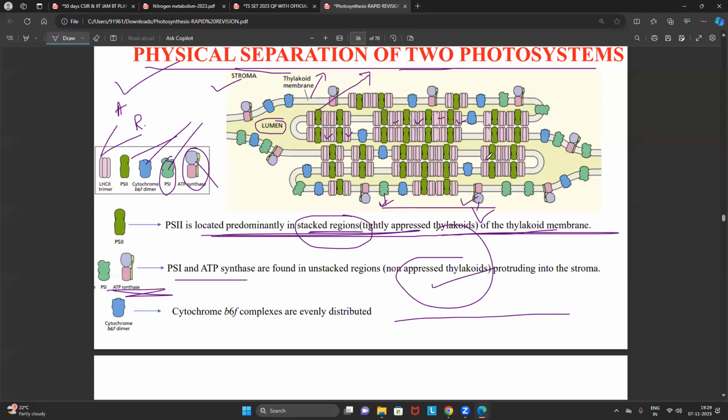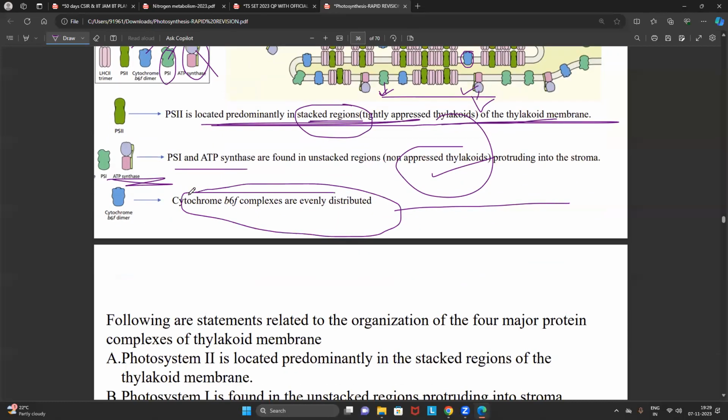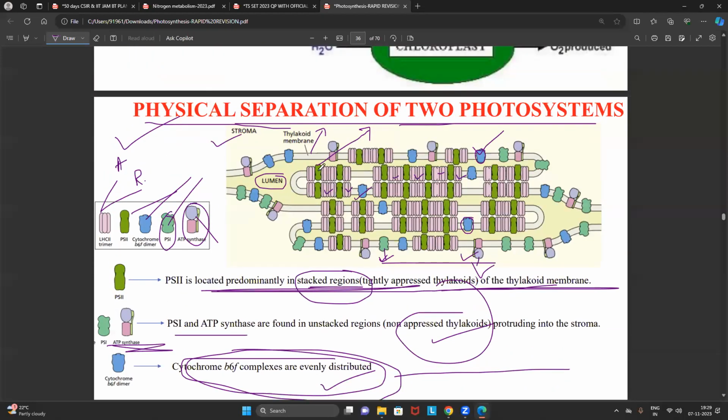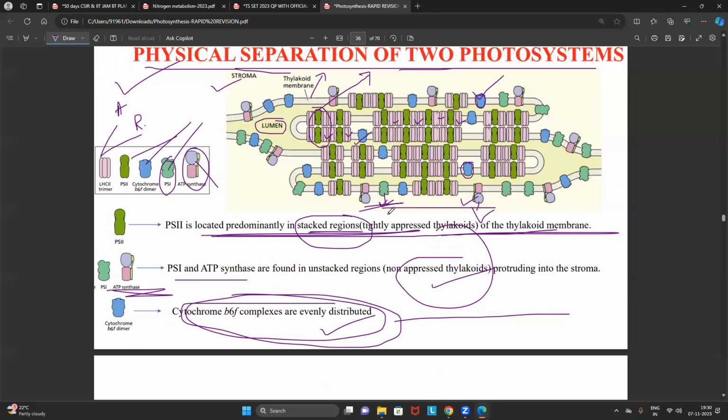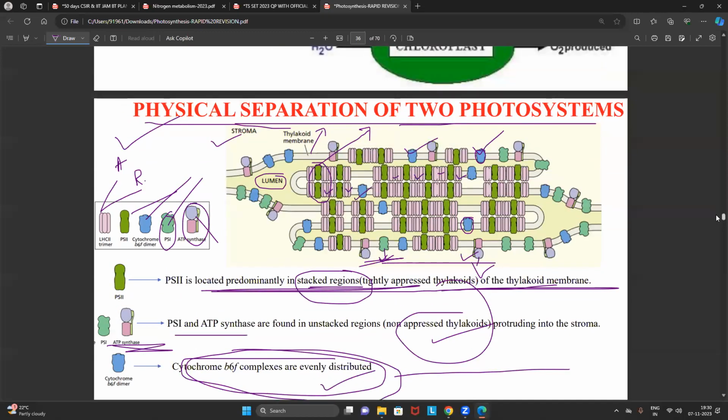Simple point. Now look into the cytochrome b6f. You can see this, right? The blue one. You tell me where the cytochrome b6f is present. It is present on the loosely arranged thylakoids and also on the tightly arranged thylakoids. You know what statement I can make? They are evenly distributed. There's no point in getting confused. PS2 arranged tightly. PS1 and ATP synthase arranged loosely. Cytochrome b6f evenly distributed. That's all. It's a simple type of arrangement.